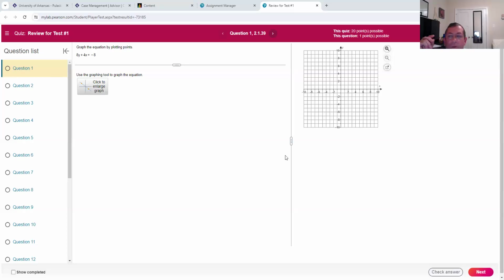All right, y'all. So number one wants us to graph this equation by plotting points. So I got 8y plus 4x equals -8. So I'm going to work this by hand, and then I'll come back and actually plot my points, okay?